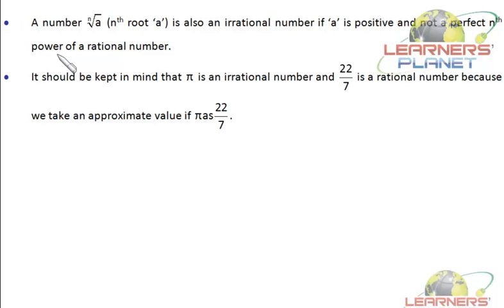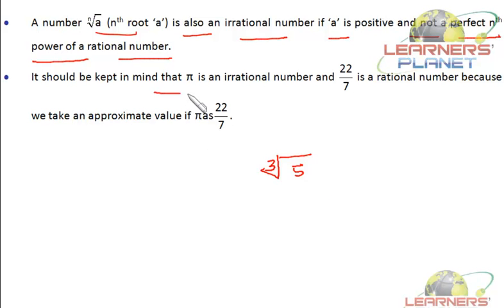Similarly, the nth root of a is also an irrational number if a is positive and not a perfect nth power of a rational number. Suppose I take the cube root of 5. The cube root of 5 will also be an irrational number. It should be kept in mind that pi is an irrational number, as we have already discussed, and 22 by 7 is a rational number, because we take an approximate value of pi as 22 by 7.